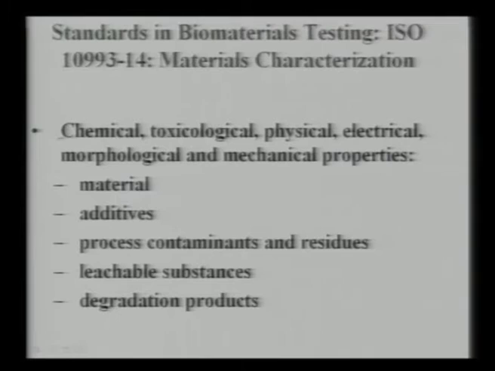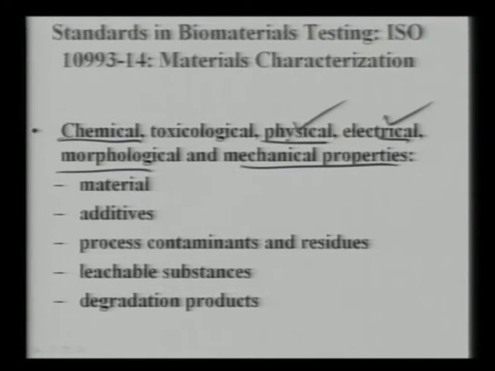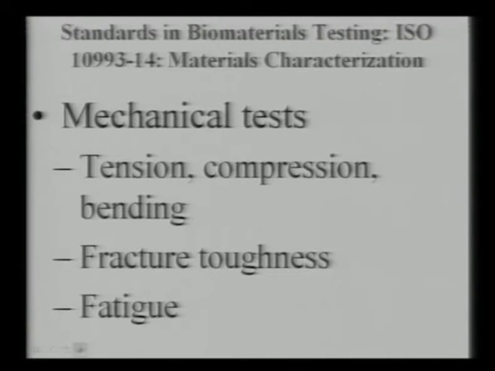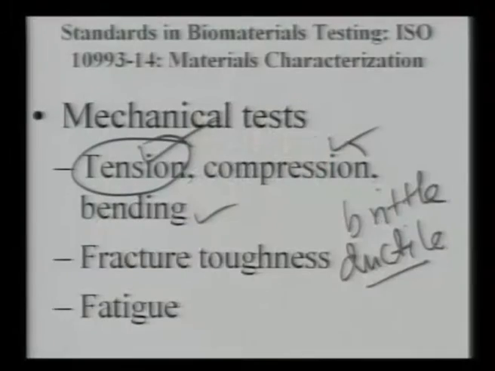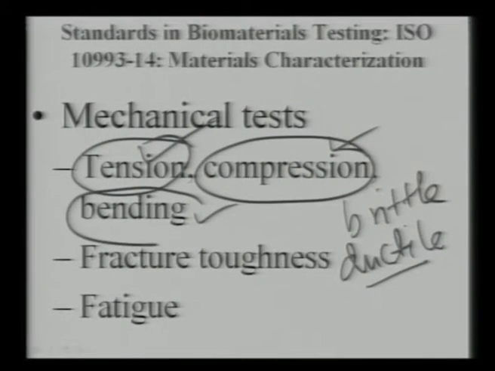Now here you have to find out what the chemical, physical, electrical, morphological and mechanical properties of the materials you are using are. Some of these things I have already mentioned. Now, mechanical testing essentially means you can do the test either in tension, compression or bending, depending on whether you have a brittle material like ceramic or a ductile material like metal. If it is a ductile material, you can do the tension test. If it is a brittle material, you have to do the compression test or bending tests.